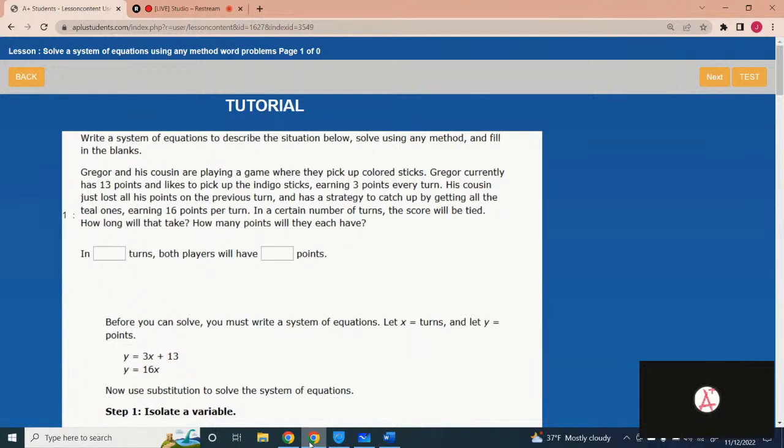Okay, Gregor and his cousin are playing a game where they pick up colored sticks. Gregor currently has 13 points and likes to pick up the indigo sticks, earning 3 points every turn. His cousin just lost all the points on the previous turn and has a strategy to catch up by getting all the teal ones, earning 16 points per turn. In a certain number of turns, the score will be tied. How long will that take? How many points will they each have?